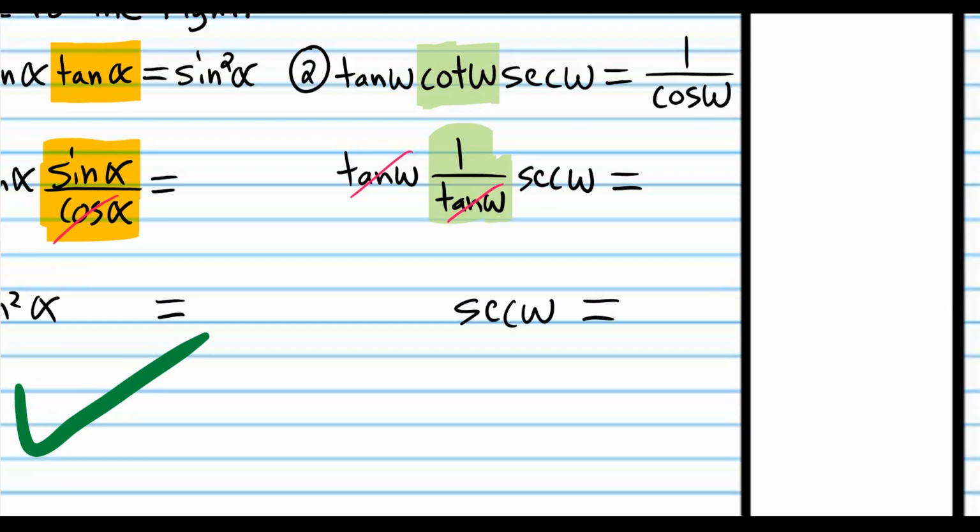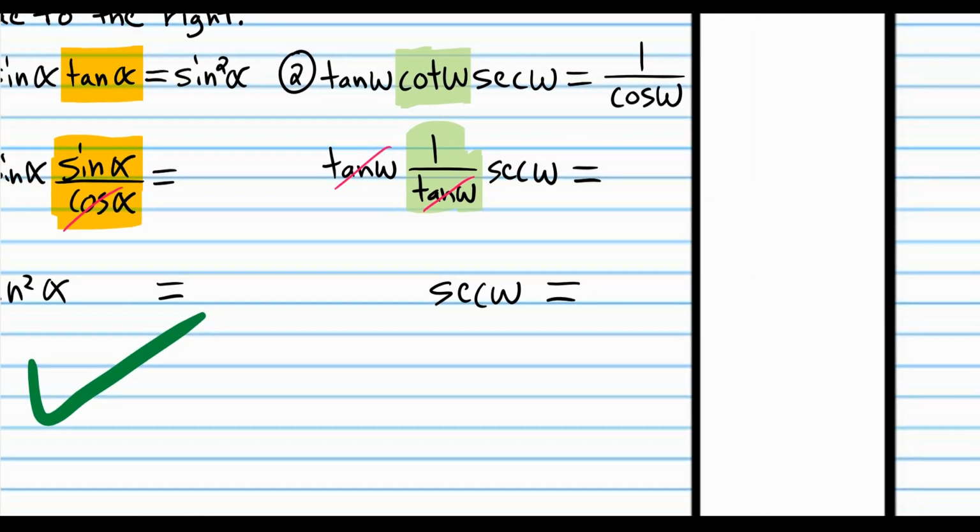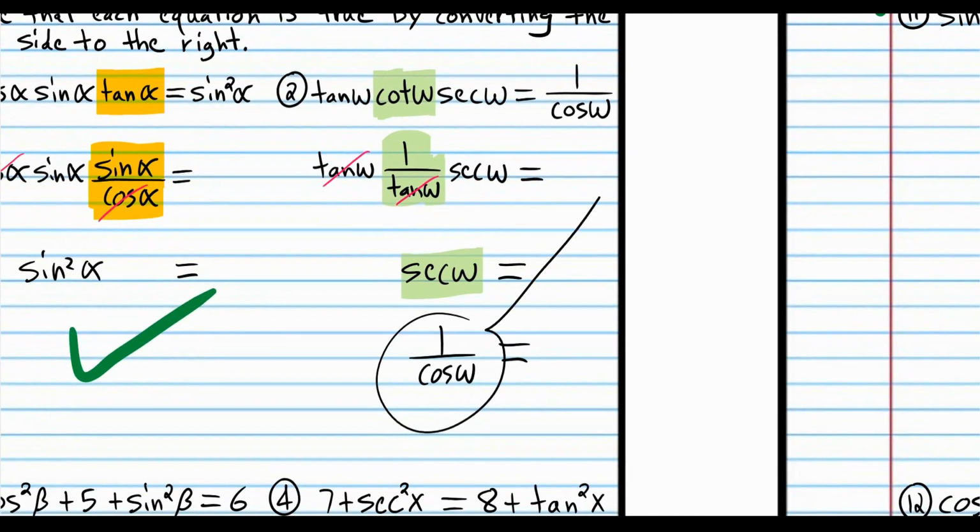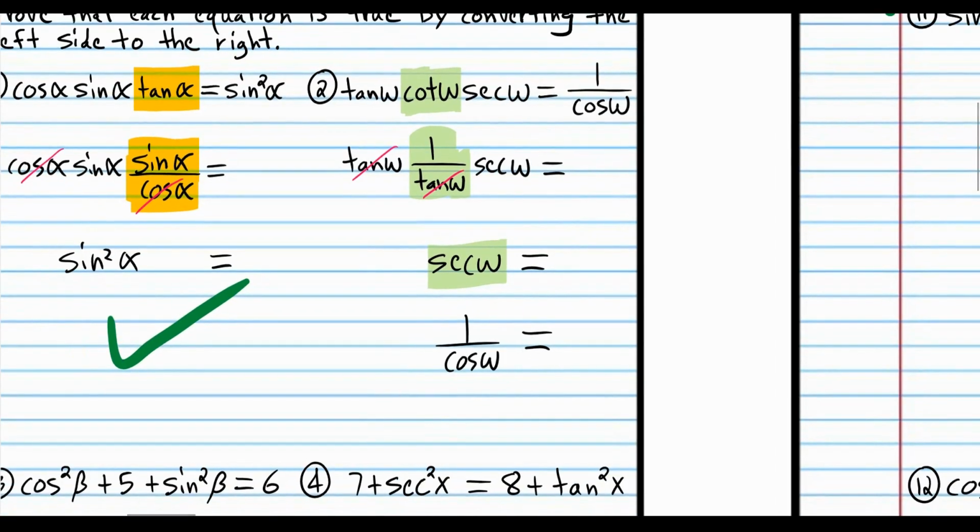Now, we still have not proven that this side is equal to this side, we have to do one more thing. We have to use another reciprocal identity, and we get 1 over cosine omega, and now we've done it. We showed that the left side of the equation is equal to the right side, and therefore the equation is true. So we can put a big check mark.